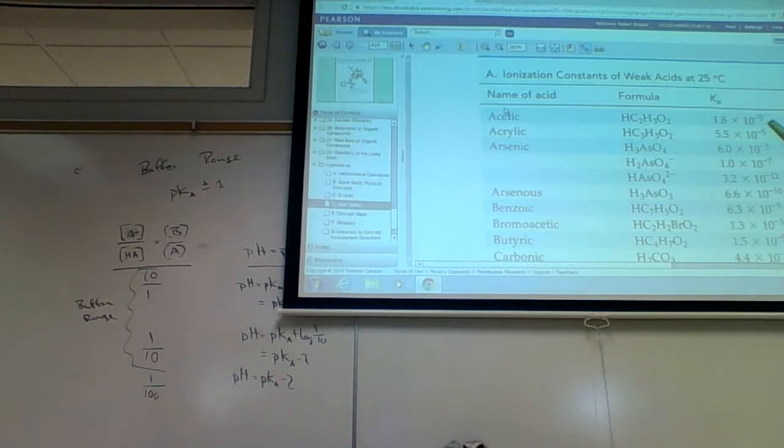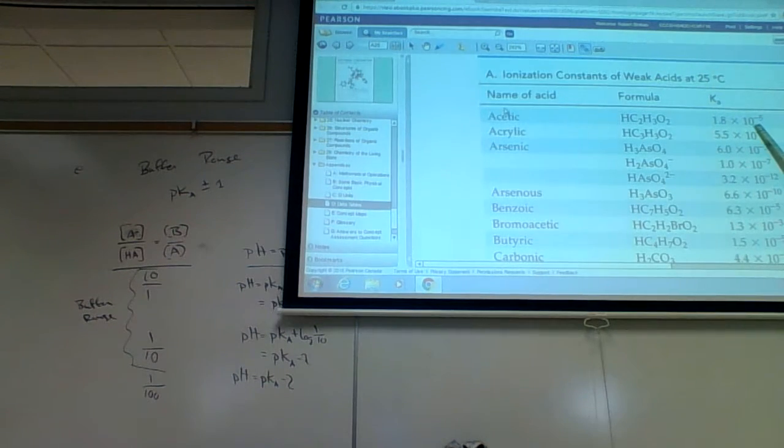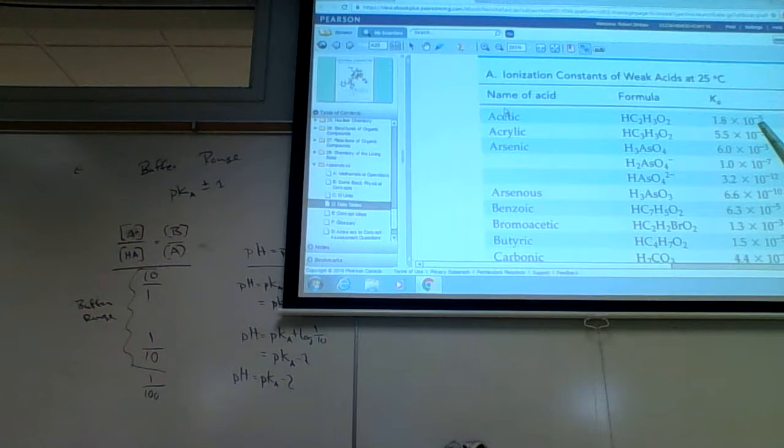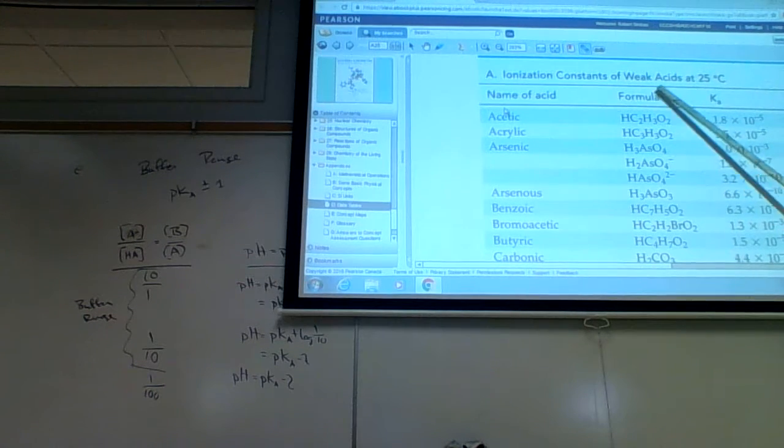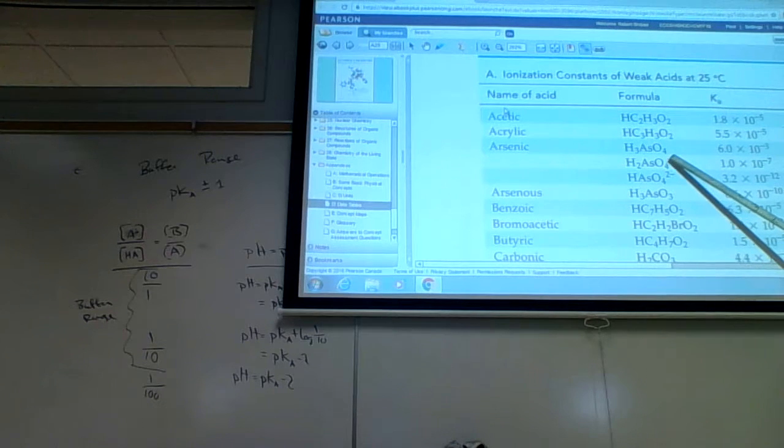So acetic won't work, because what we'd have to do is make it way too lopsided, because the pKa is around 5, and we want a pH of 7. It's going to be 2 power units, 100-fold. So we're going to have to put one component 100 times bigger than the other, which isn't so great. And so acetic is not good. This is from Appendix D, by the way.